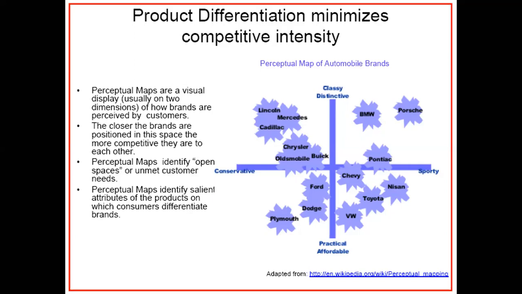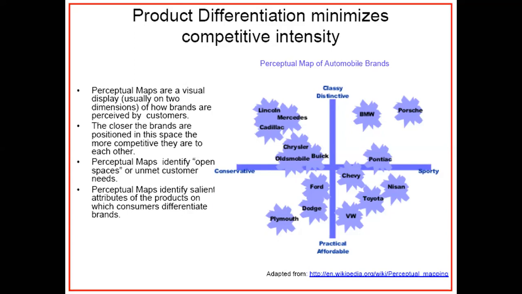The closer the brands are positioned in this space, the more competitive they are to each other. And we have just discussed in the strategic group map case that the closer the groups are, the more the competition would be among them.